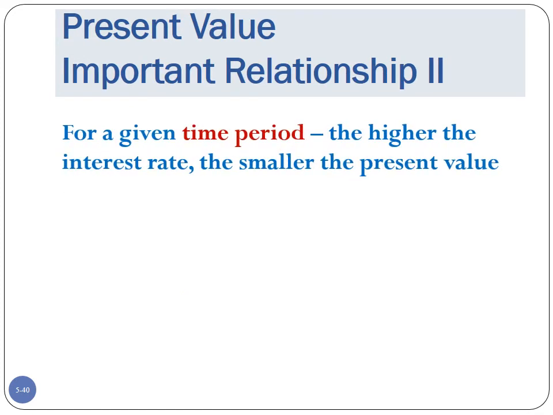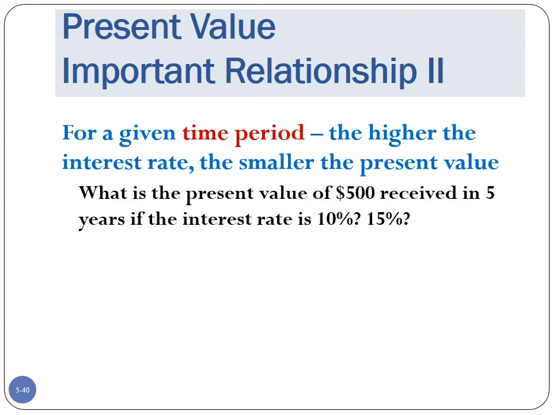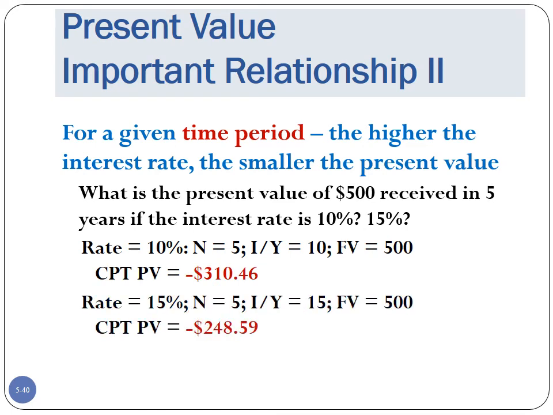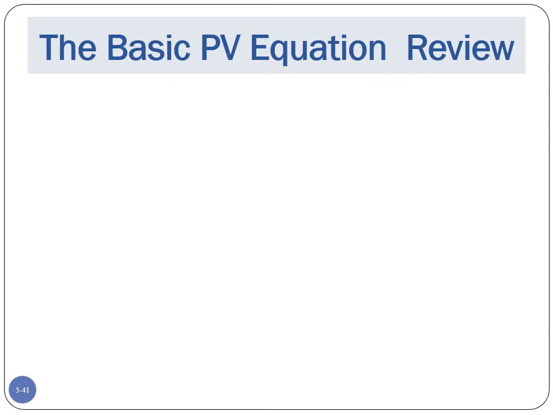The second relationship is for a given time period, the higher the interest rate, the smaller the present value. So what's the present value of $500 received in 5 years if the interest rate is 10% or 15%? At 10%, it's 310.46. But at 15%, it's 248.59. So we see a much greater effect of discounting.